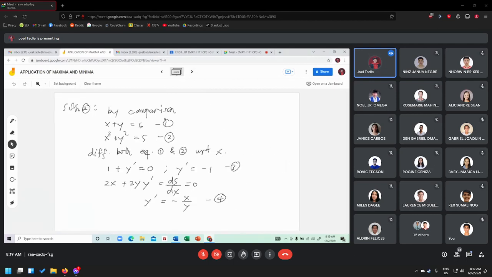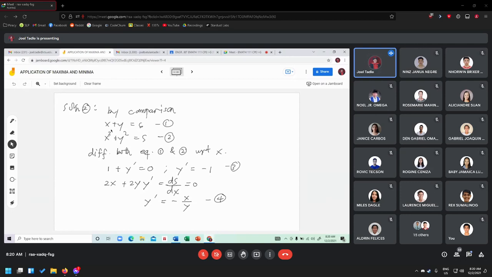All right, so another solution is by comparison. To check that our answer before, s equals 18, is true, we can check it using this alternative solution by comparison. In the comparison method, guys, we just differentiate both equations with respect to x. Our first equation is x plus y equals 6. Our second equation is x squared plus y squared equals s. We differentiate them simultaneously.